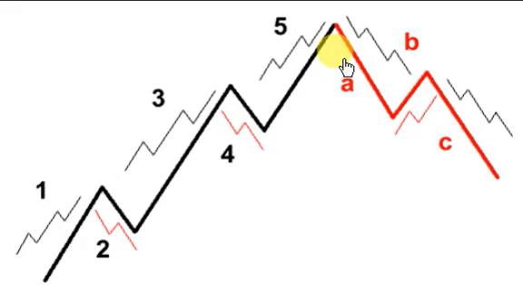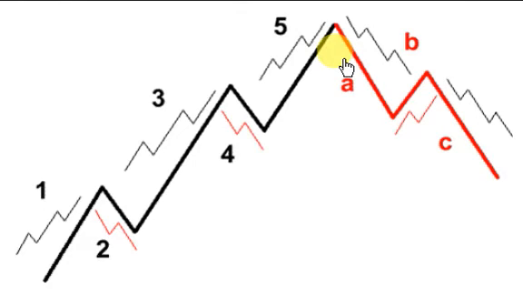So these are the 3 cardinal rules of the Elliott wave theory. Wave 3 can never be the shortest impulse wave, and it's often the longest, but it doesn't have to be. Wave 2 can never go beyond the start of wave 1, and wave 4 can never cross into the same price area as wave 1.